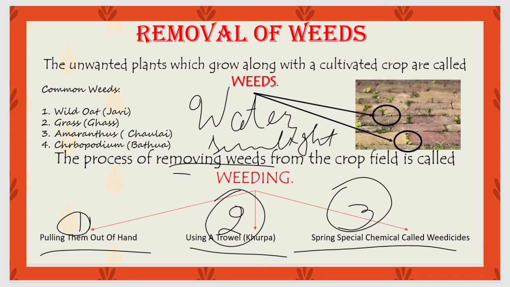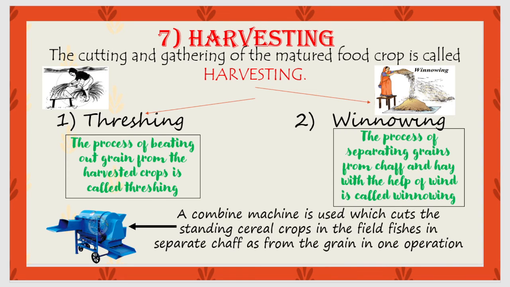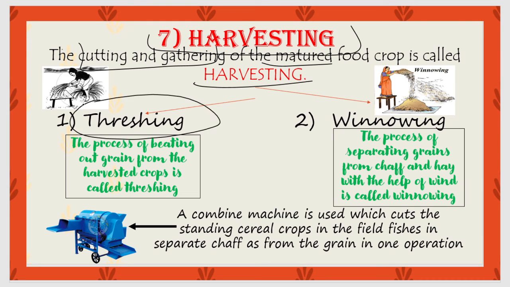Now, as we have done all this, we will come to harvesting. As the crops have got ready, they are matured crops. Now we will go on cutting and gathering. So we have two types here, one is threshing and one is winnowing. As the name suggests, thresh means throw. Here thresh comes from the word throw.